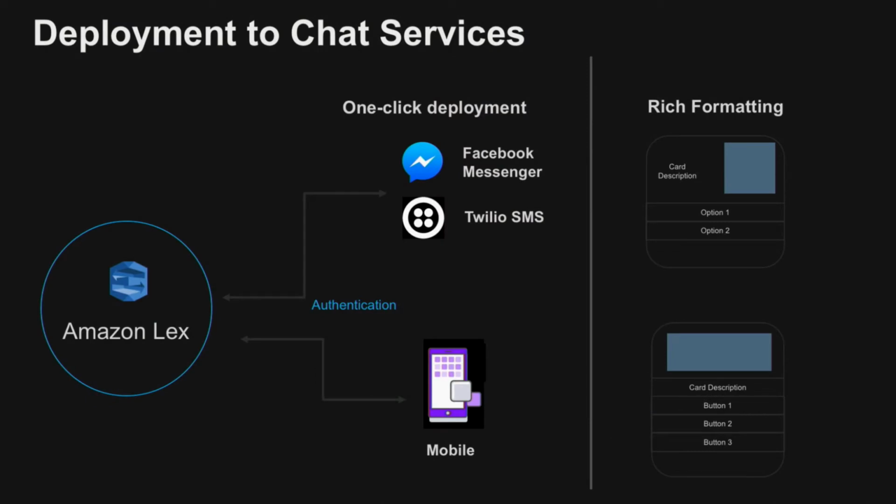And as I said before, you can deploy in Facebook Messenger, in Twilio, with one click. You can integrate with Slack. You can deploy to mobile. In the case of deploy to mobile, you can use our mobile SDKs on the Android and iOS platform, and you can use an adjacent complementary service that we have called Amazon Cognito for identity and credentials management on those platforms.